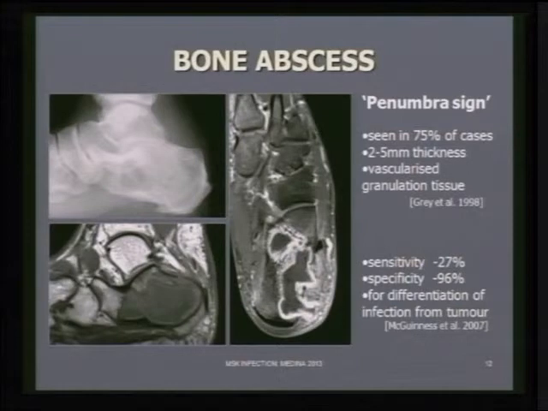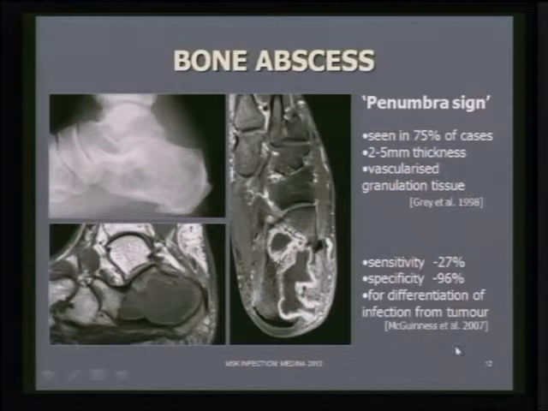When we give contrast, as we have in this case in the heel, we would expect it to enhance strongly. It can be from between 2 to 5 millimeters in thickness. And in this study, which described it initially in 1998, it was seen in about 75% of cases and histologically represents a vascularized granulation tissue within the abscess wall and the non-enhancing area representing the pus formation within the abscess.